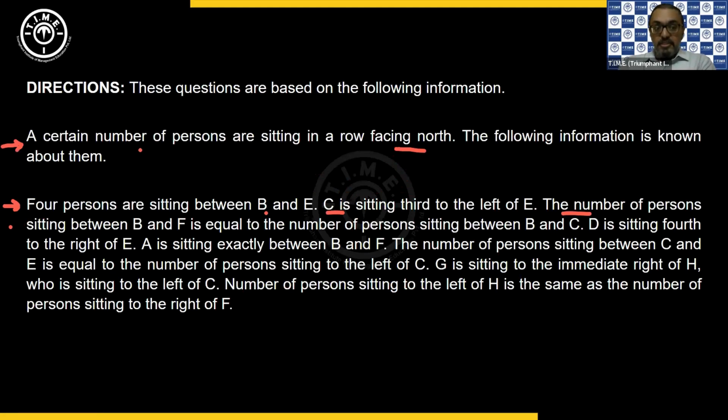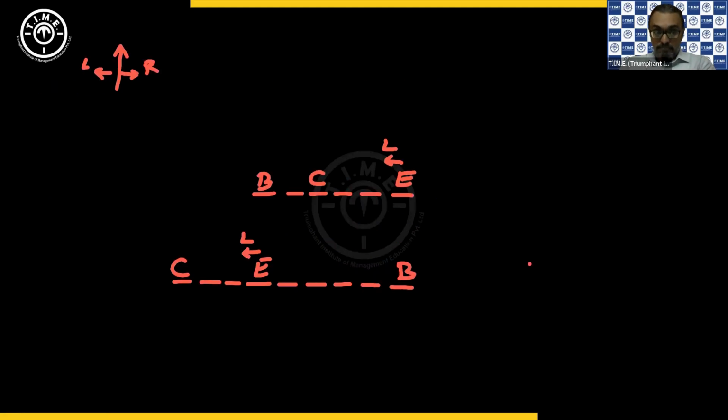Then the number of persons sitting between B and F is equal to the number of persons sitting between B and C. Okay. So between B and C is same as between B and F. So it has to be definitely on the other side of B. C will be on one side, F will be on the other side of B. Now in the first case, there is only one person. Now in the second case, between C and B, you have 7 people. So I will have to keep 7 people. And then I can put F here. The number of persons between B and F is the same as the number of persons between B and C. That is the condition.